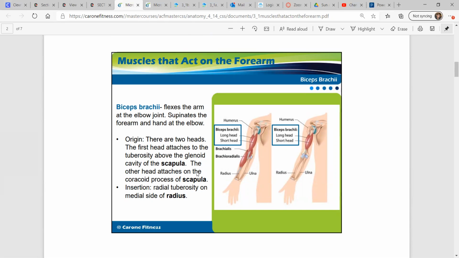It supinates the forearm and hand at the elbow. Its origin, well, there are two heads. The first head attaches to the tuberosity above the glenoid cavity of the scapula, and the other head attaches on the coracoid process of the scapula. And the insertion point for them is the radial tuberosity on the medial side of the radius, okay?